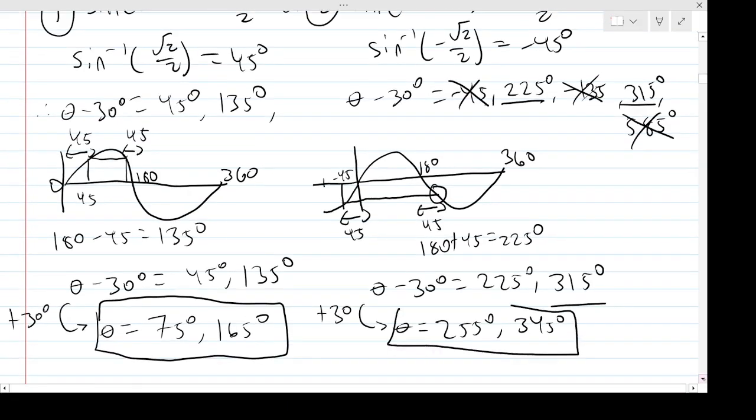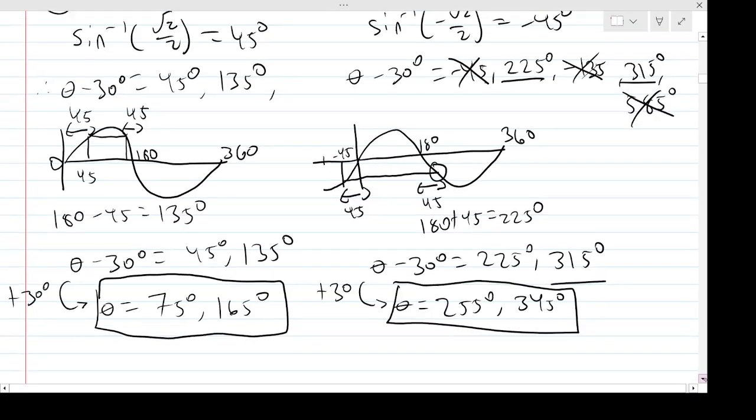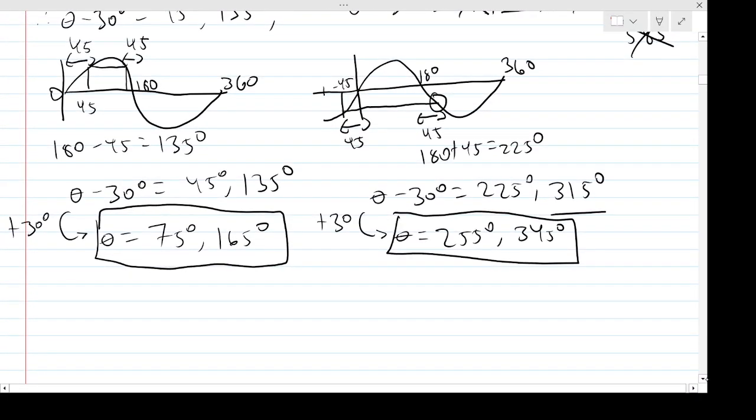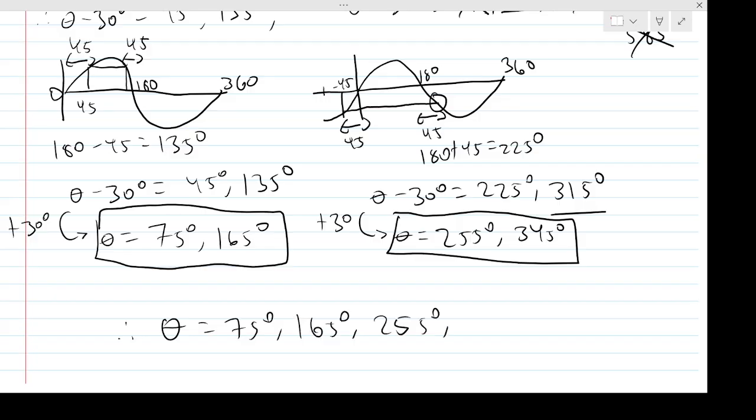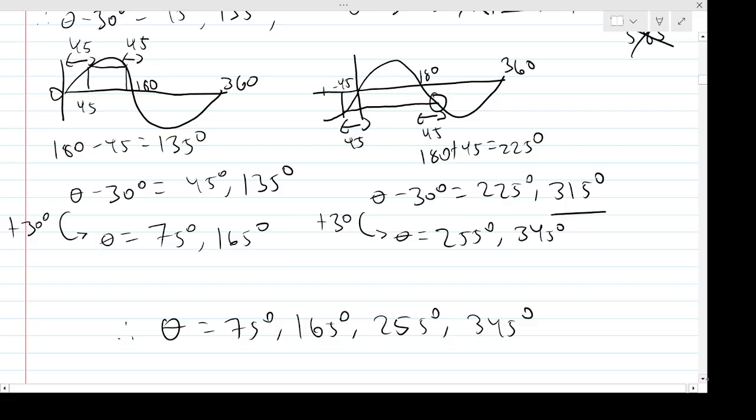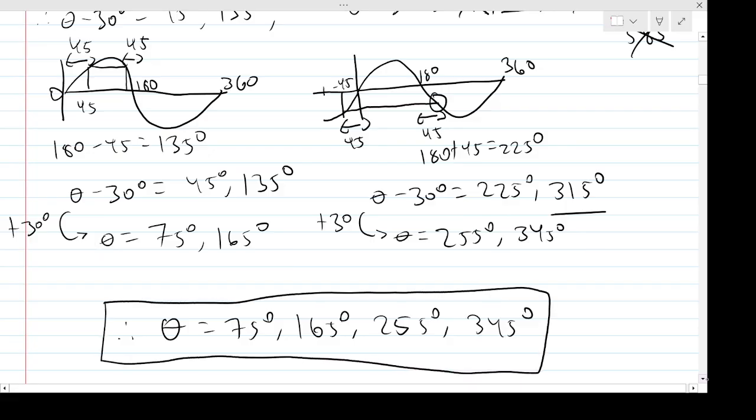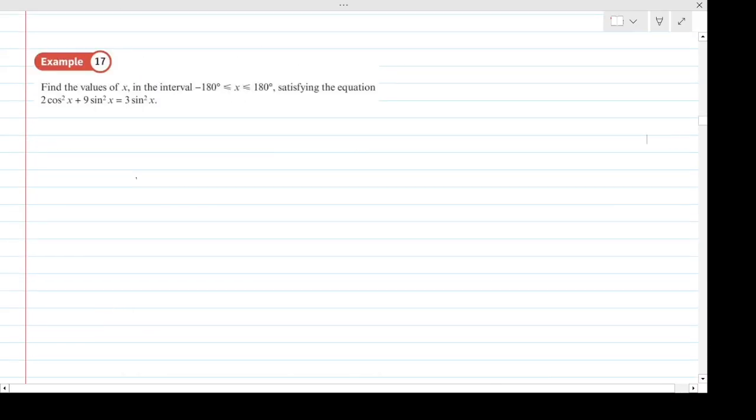But of course, we solved both equations. So overall, we need to combine them to get a final list of solutions. If we combine these two lists, that are boxed, therefore theta would be 75, 165, 255, or 345. And there we are. That's my final set of solutions for theta. Cool. There we are. Okay, so we've got this question then.